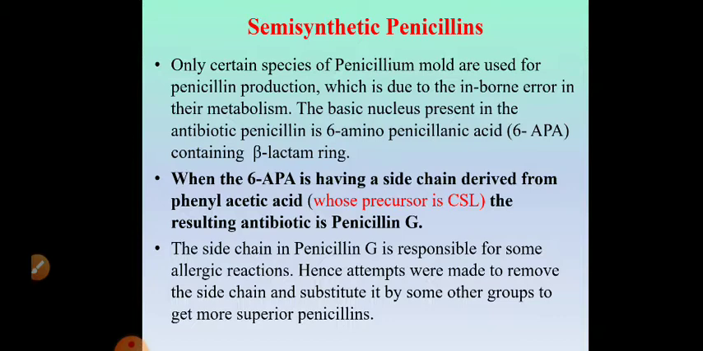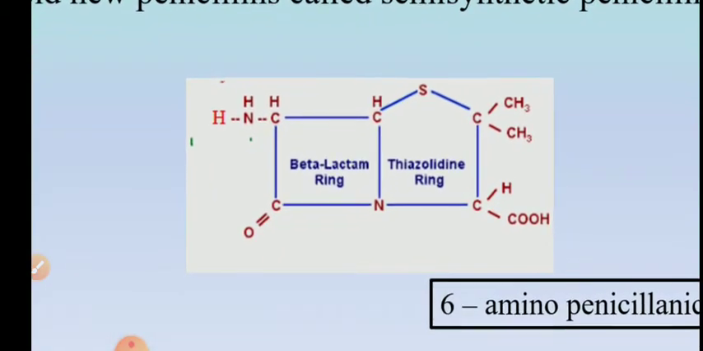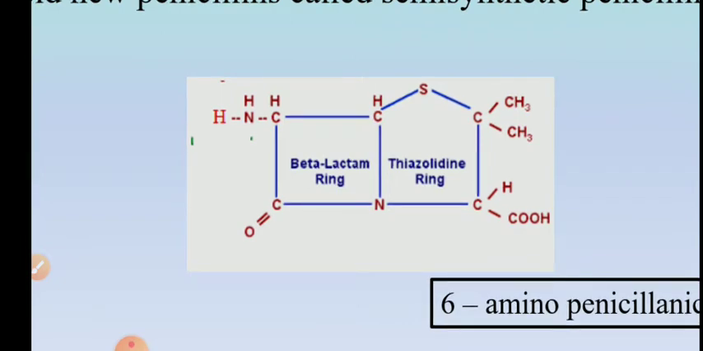Now let us discuss semisynthetic penicillin. Why was a need felt to manufacture semisynthetic penicillins? There are certain species of penicillium molds used for penicillin production, because of the inborn error in their metabolism. The basic nucleus present in the antibiotic penicillin is 6-amino penicillanic acid, which contains a beta-lactam ring. This is the basic molecule present in almost all penicillins, and you can see it contains a beta-lactam ring.